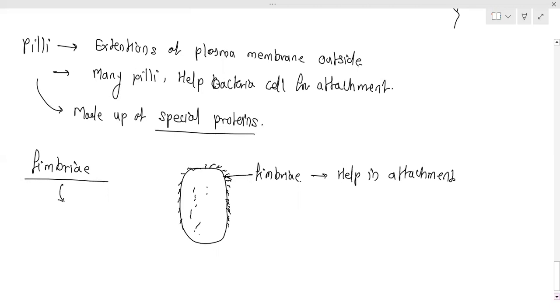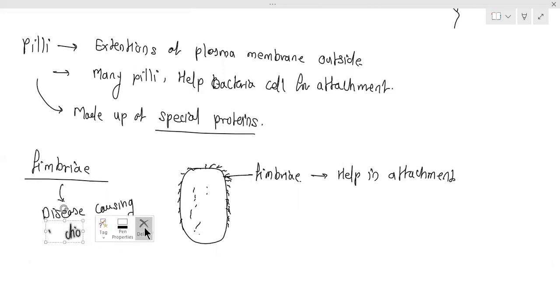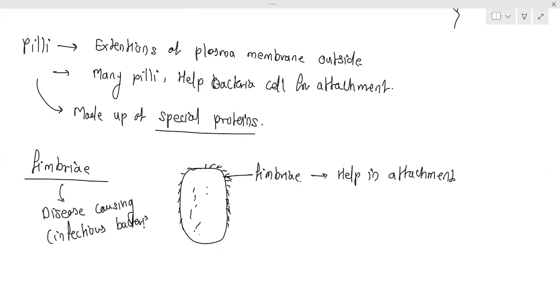But when we consider fimbriae, particularly disease-causing bacteria have them. Infectious bacteria, infection-causing bacteria have them more. And they help in the attachment of bacteria to the host body.